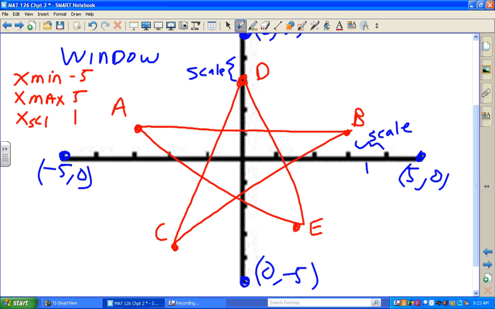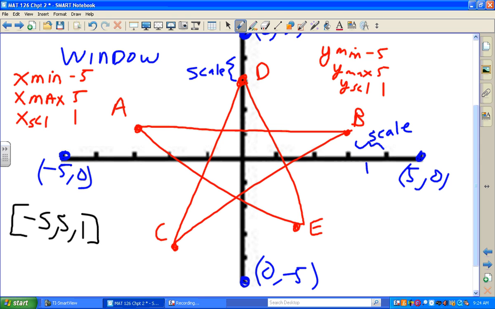And they'll say the y minimum is -5, the y maximum is 5, and the y scale is 1. This is actually how they'll give you the information. Somewhere in the problem, or by the sketch, you'll see this bracket. They'll say -5 to 5 to 1, and close it off. This means these are the x dimensions, these are the y dimensions. You need to know that because those are underneath your window command at the top of the calculator.